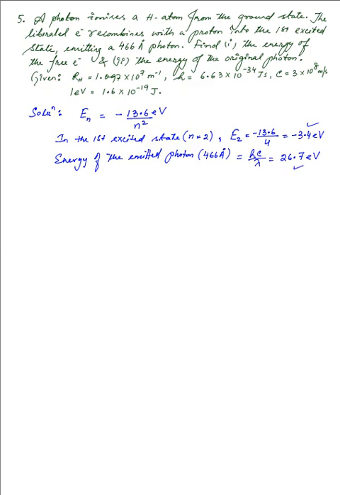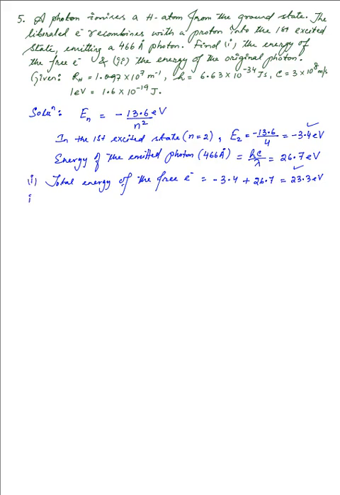So the total energy of the free electron when it was liberated will be equal to the sum of both of these, that is minus 3.4 electron volts plus 26.7 electron volts, which in all gives me 23.3 electron volts, which is positive energy, of course. So this is the first case that we have obtained.